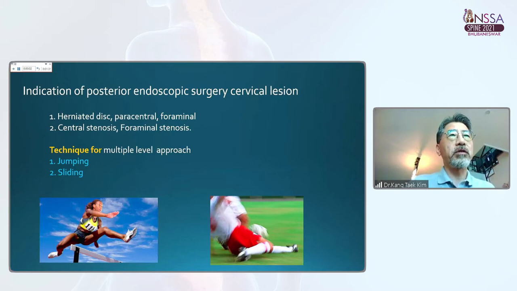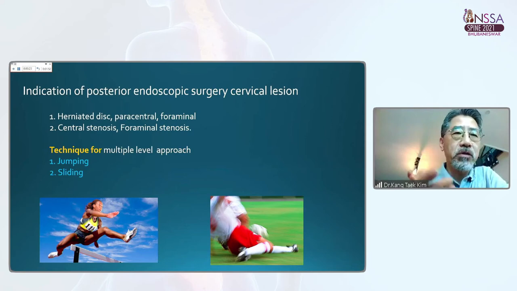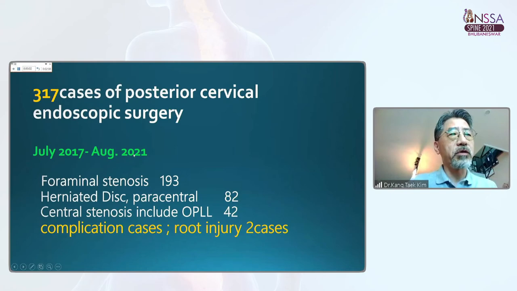The indications of posterior endoscopic surgery for cervical lesions are herniated disc, paracentral and foraminal disc, and central or foraminal stenosis. The number of ACDF has actually decreased after the introduction of the endoscopic posterior approach. I will talk about the jumping and sliding techniques for multiple lesion decompression. My cases of posterior endoscopic approach are 370 cases since July 2017. Most were foraminal stenosis and paracentral disc, but some were bilateral decompression for myelopathy at the spinal cord.